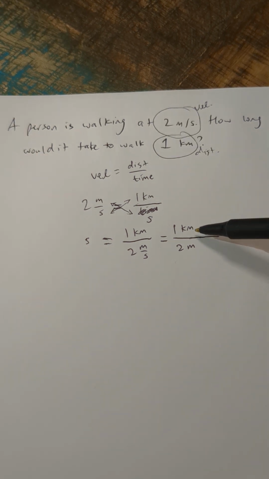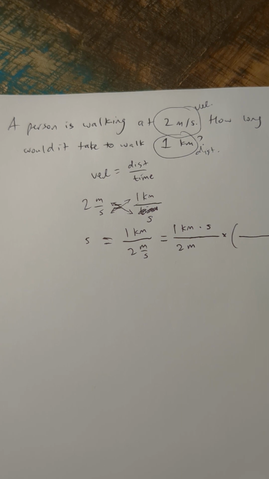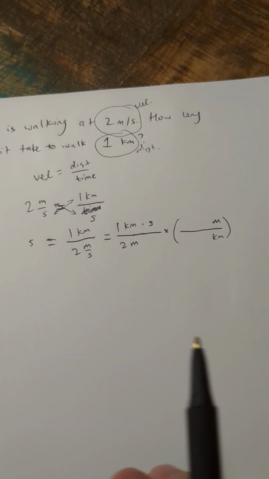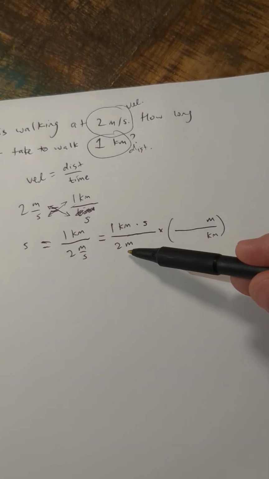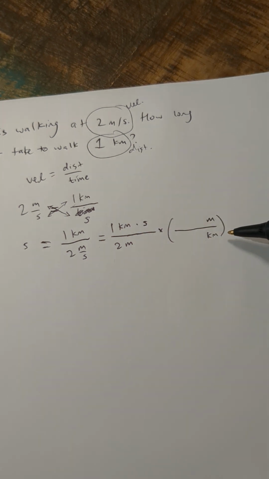So we need these distance units to go away. We can't cancel them yet because kilometers and meters are not the same thing. But if we do our unit conversion steps, we can get them to go away. So we want meters on top and bottom so they cancel, and then kilometers on top and bottom so they cancel.